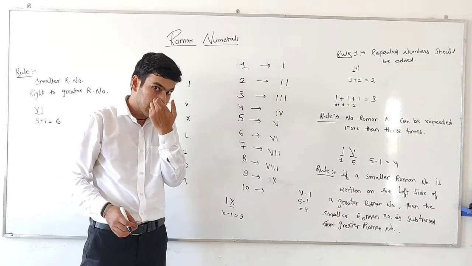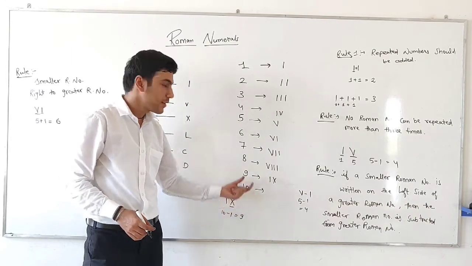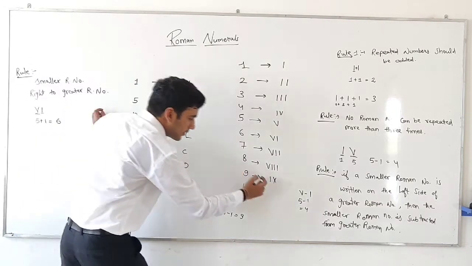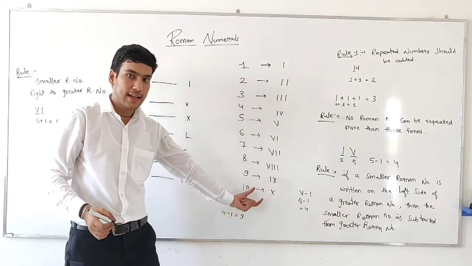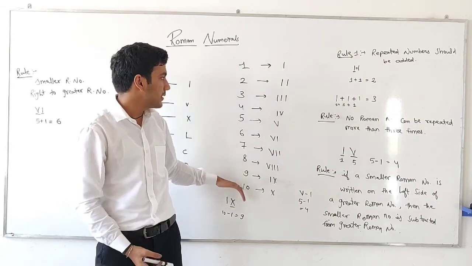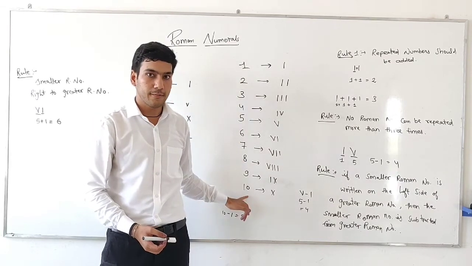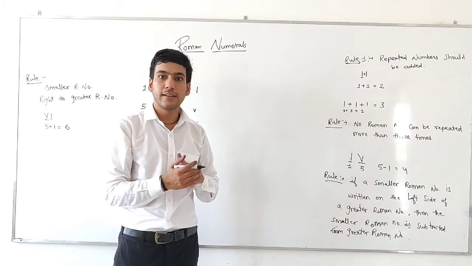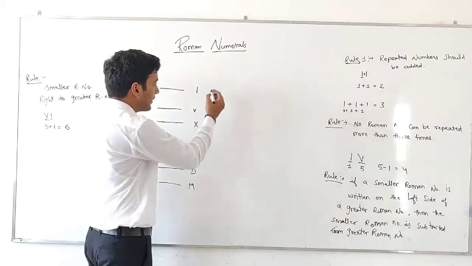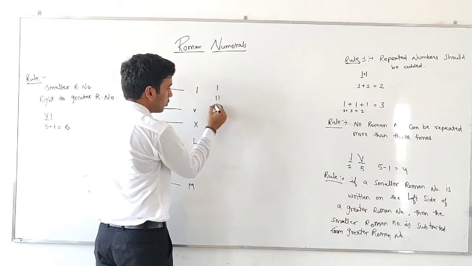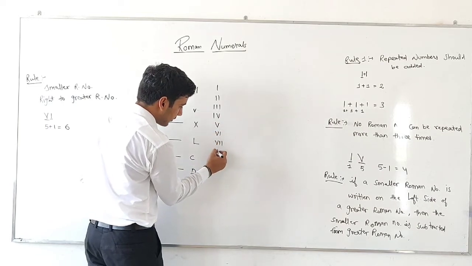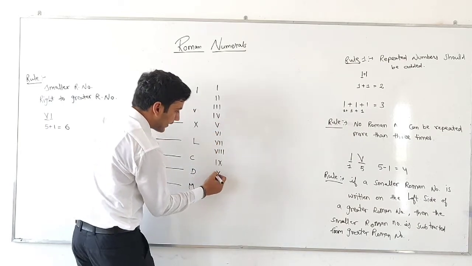Next and last, what is the Roman symbol for 10? You have learned previously that Roman symbol for 10 is X. So Roman symbol for 10 is X. So okay students, so this is the Roman symbol from 1 to 10. Okay student, till now you have learned how to represent Roman numbers from number 1 to 10. That is 1, 2, 3, 4, 5, 6, 7, 8, 9 and 10.